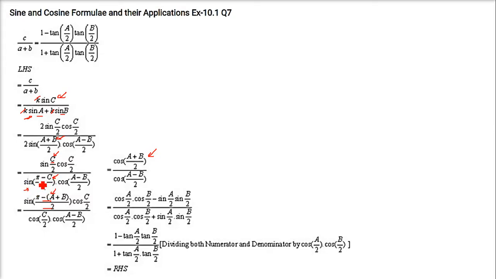2 minus c by 2, that is sin 90 minus theta. It will be cos theta, cos c by 2. So now this cos c by 2, cos c by 2 cancel. In the numerator, you have cos a plus b by 2, and in the denominator you will have cos a minus b by 2. Now this can be opened as cos a by 2 plus b by 2. So cos x plus y. So cos a cos b minus sin a sin b. Here also cos a cos b plus sin a sin b.